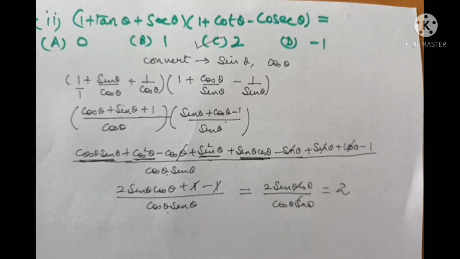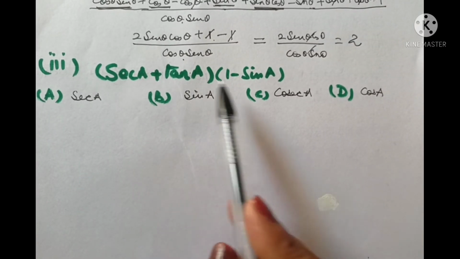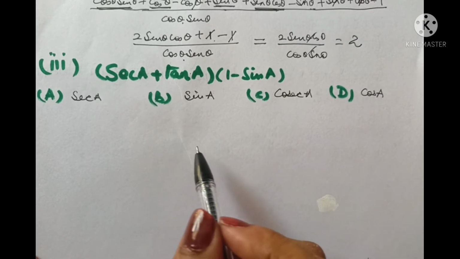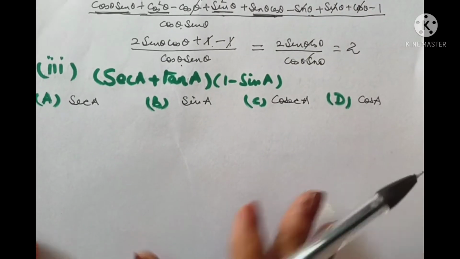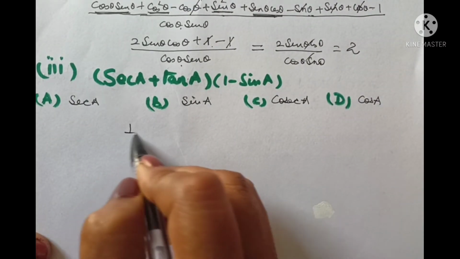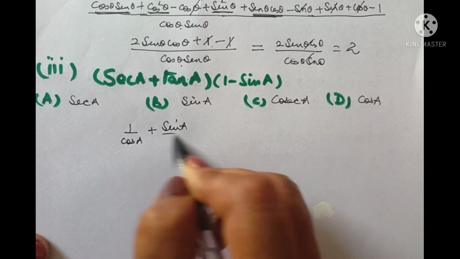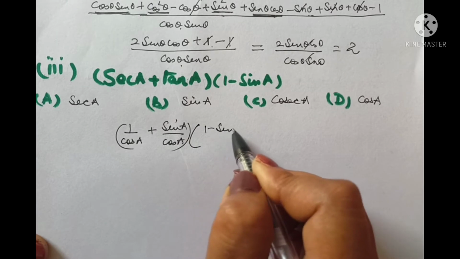Let's go to the third part. Now in third part again there is a mixture of secant, tangent and sine. So what we do is we convert all of them to sine cos. The same step you see, convert all of them to sine cos. It is the easiest one when there is a mixture. So secant A can be written as 1 by cos A. Tangent A can be written as sin A by cos A. Okay. 1 minus sin A I leave as it is.